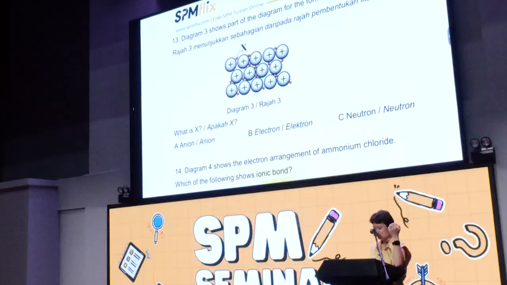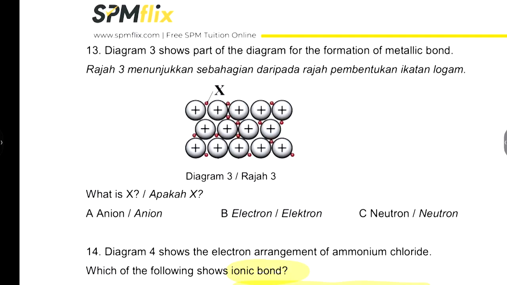Okay, the first person to answer me this question can go out for a 5 minute break. Come on, number 13. B, very good. Okay, these are electrons. Okay? All right, go. 5 minutes.